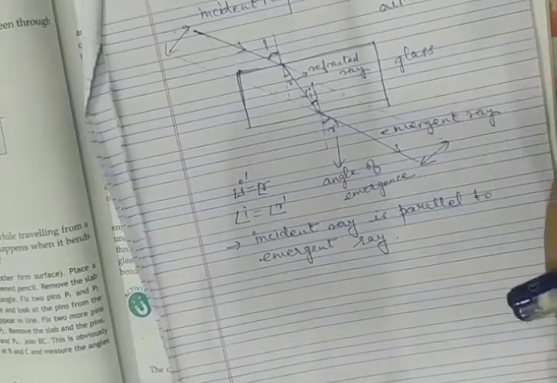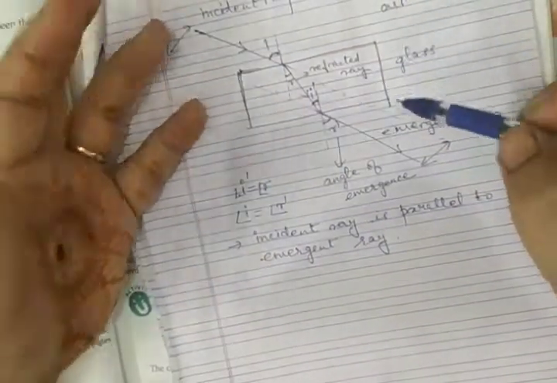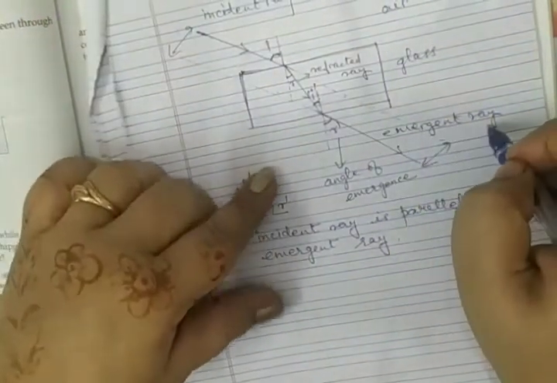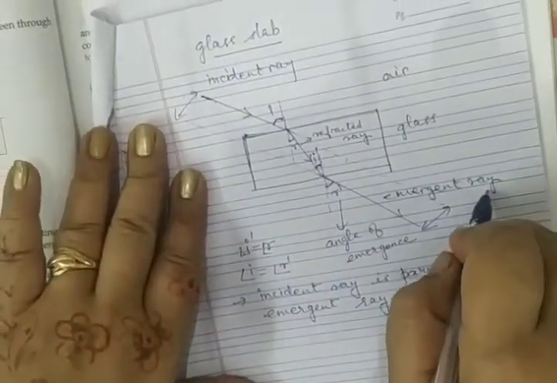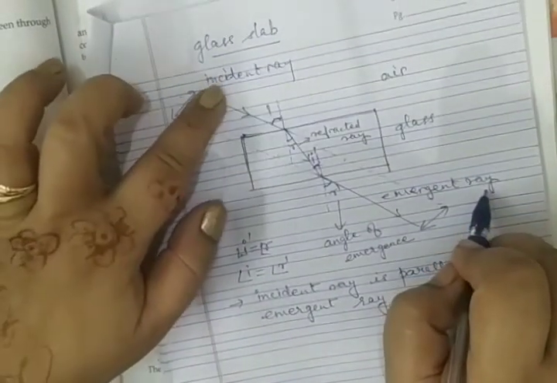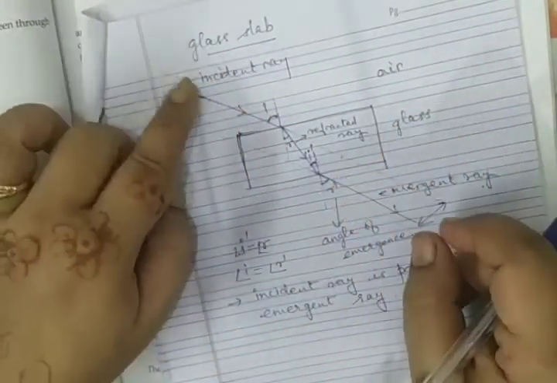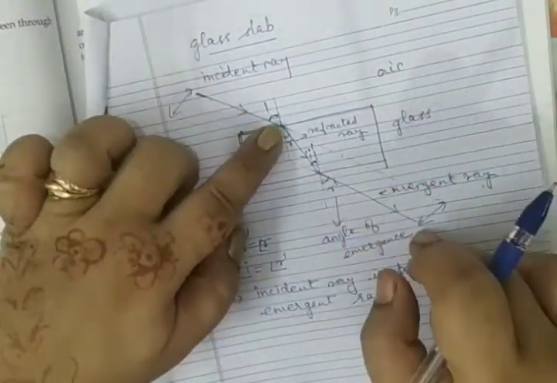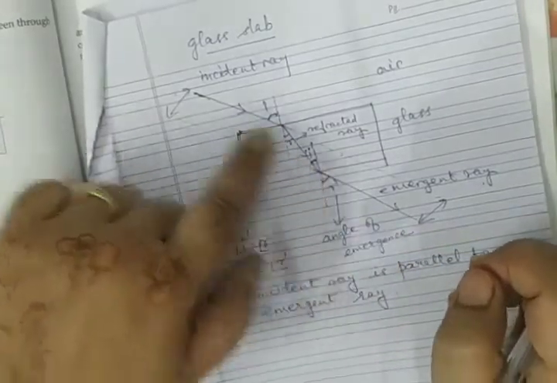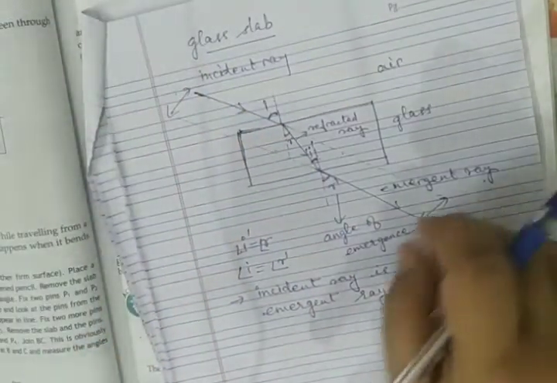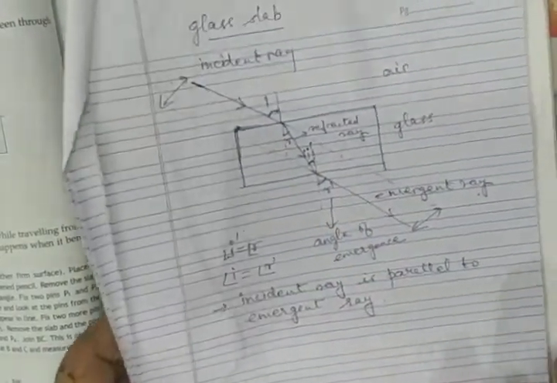And another thing, if you reverse this diagram, suppose I make this one the incident ray, then this will be the emergent ray. So this whole thing is reversible. If the light is coming from here, it will emerge from here. If the light is coming from here, it will emerge from here. So this whole thing is reversible.